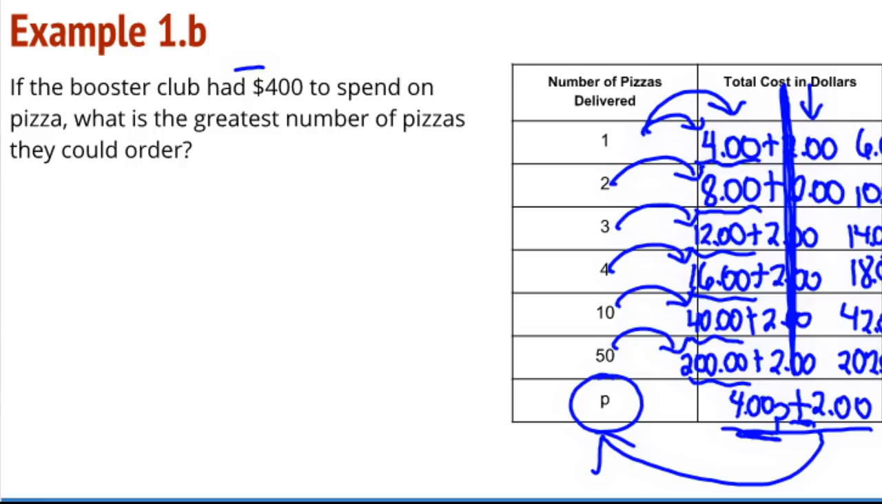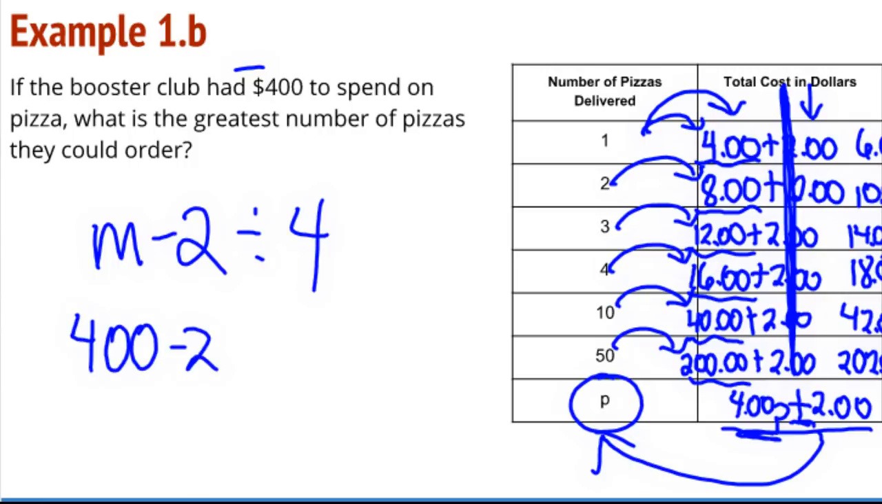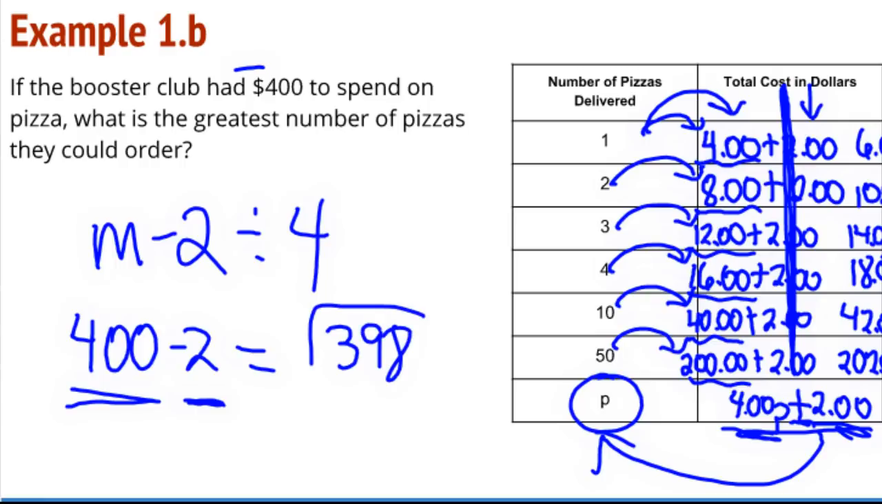Take off the 2, which gives me the 398. Of course, I have the amount of money. I need to subtract the $2, and then I divide by 4. So $400, I'm going to take off the $2. I end with 400, and the first thing I do is undo, take off the $2 that I added. That gives me the $398, and then I divide that by 4, and I find out there's 99 pizzas.